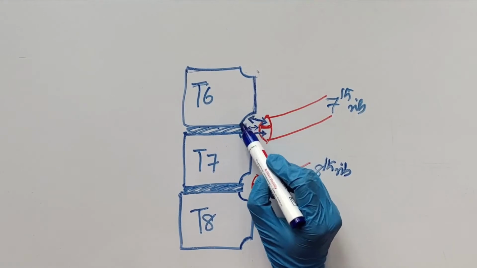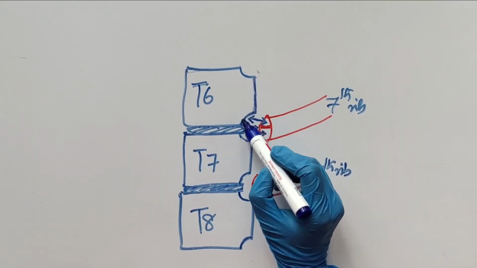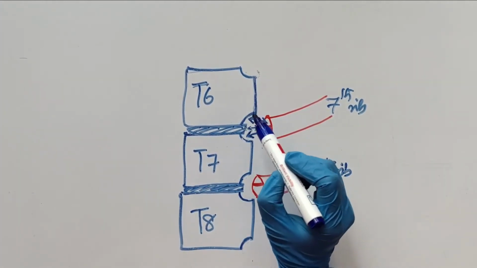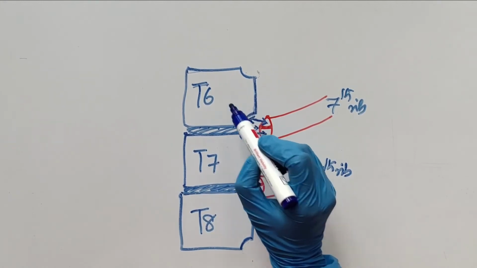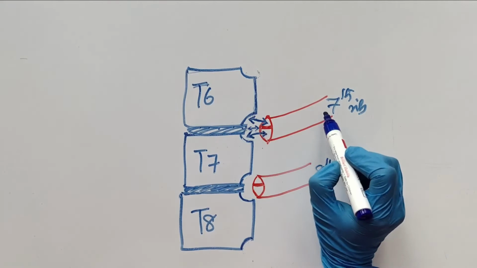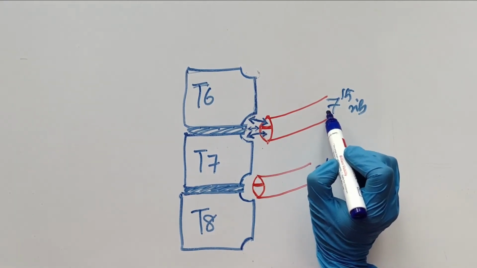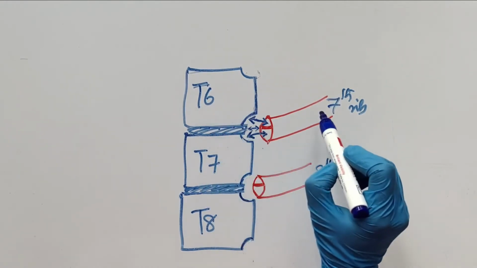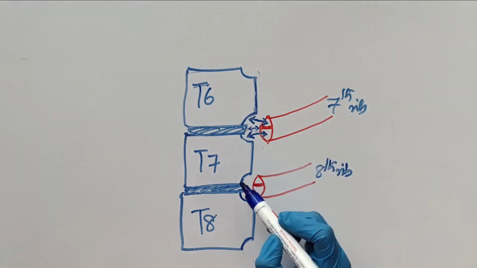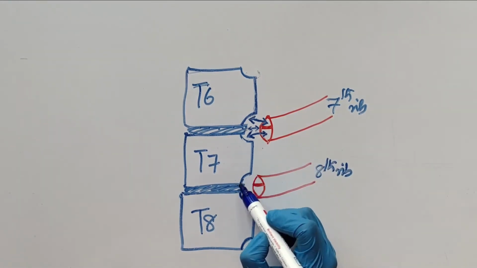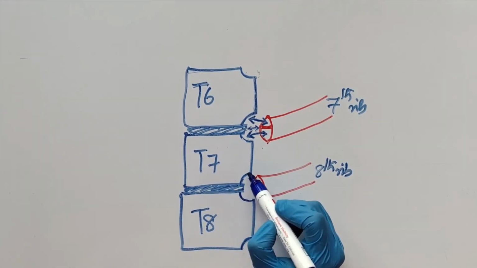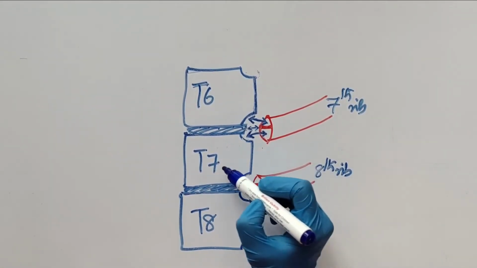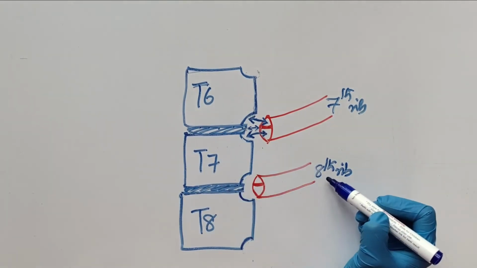Now the inferior costal facets articulate with the head of ribs one number more than the number of vertebra. So here the inferior costal facet of T6 vertebra is articulating with the head of the seventh rib, that is one number more than the number of vertebra. So the number of vertebra is T6 and the number of rib is 7. Again, here is the inferior costal facet of T7 vertebra and it is articulating with the head of the eighth rib, that is one number more than the number of vertebra, T7 and eighth rib.